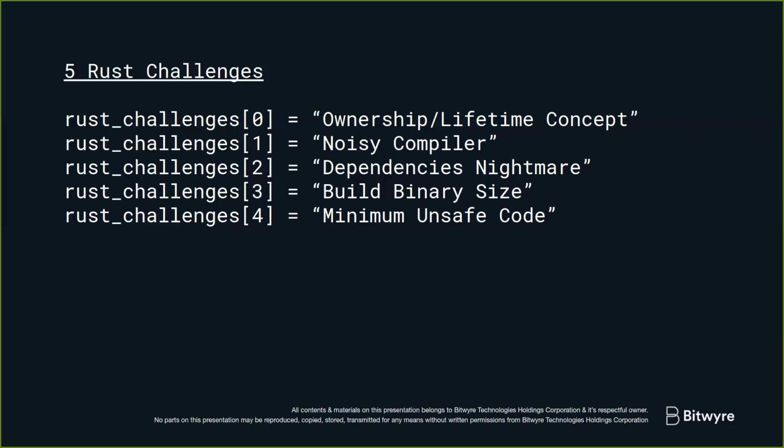And the last one is minimum unsafe code. This is the challenge of having good performance of Rust code. Sometimes you have to do some unsafe code in order to do so.